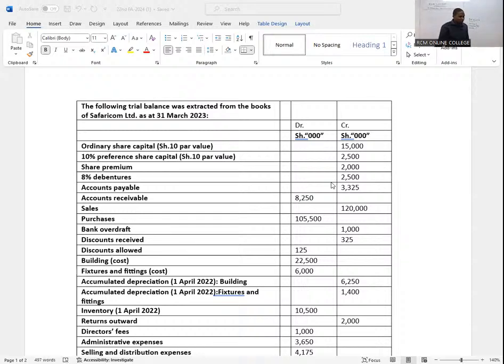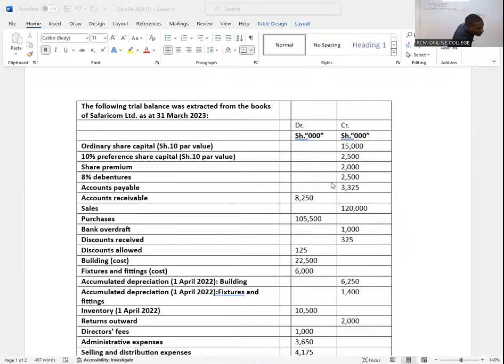For example, can you look at what we have? Our purchases. Look at our purchases. Look at our accounts receivable. That is an asset, so they are on the debit side. And then we have liabilities, we have equity, and revenue or sales. These fall under what? They fall under credit. They are credited. For example, our sales there is credited.